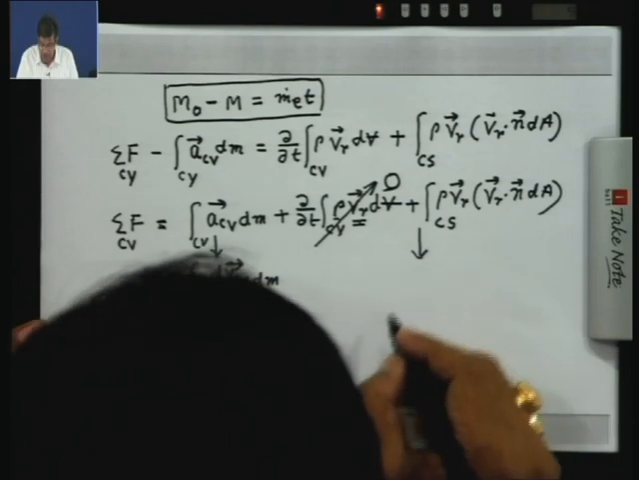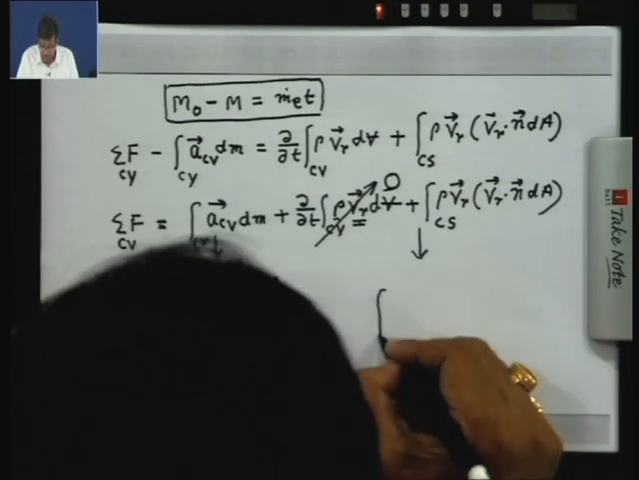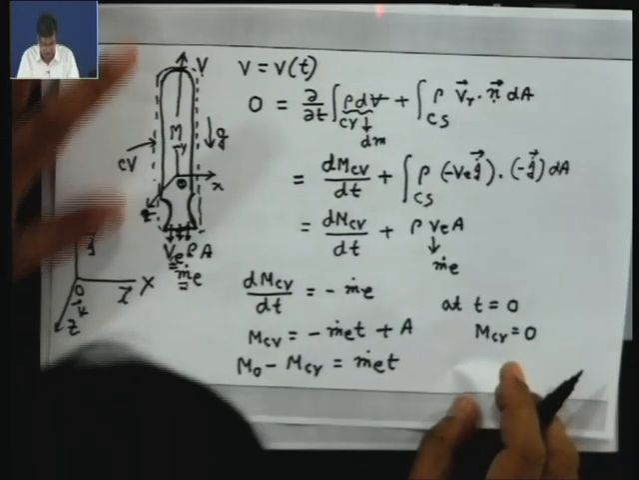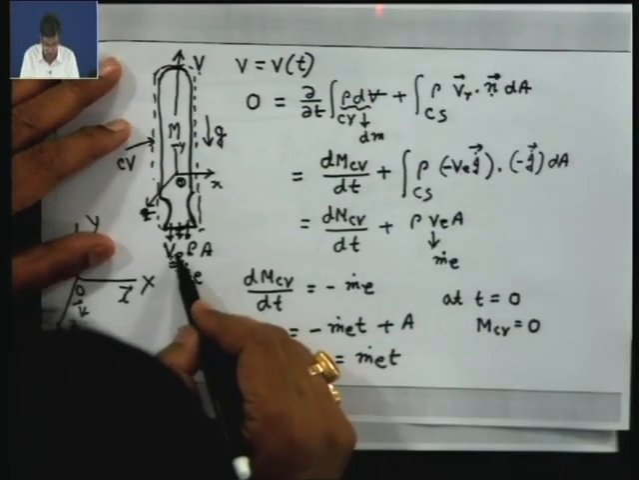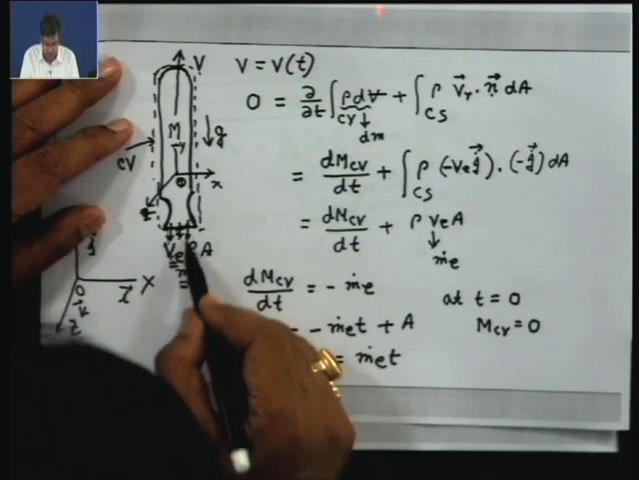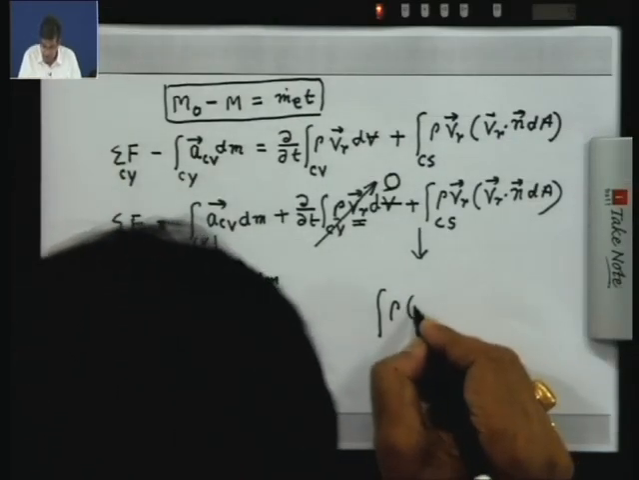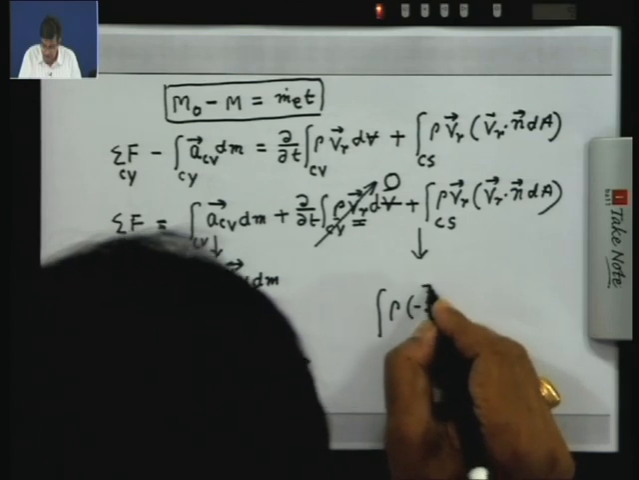Now here what will happen if we do this with rho VR? Now what is VR? The relative velocity is already described in the problem, with a uniform velocity Ve coming downward. That means VR is minus j Ve.